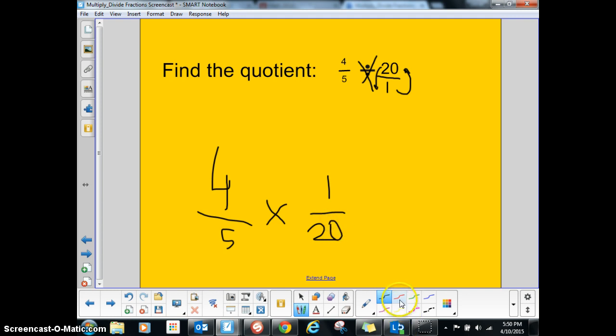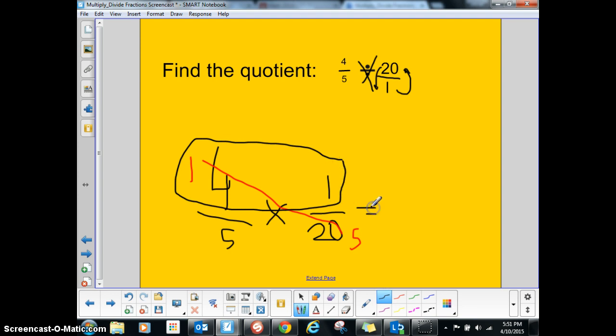I can cross simplify, and I see that 4 can go into itself one time. It goes into 20 five times, and then I multiply the numerators. 1 times 1 equals 1, and 5 times 5 equals 25. So my final answer is 1/25.